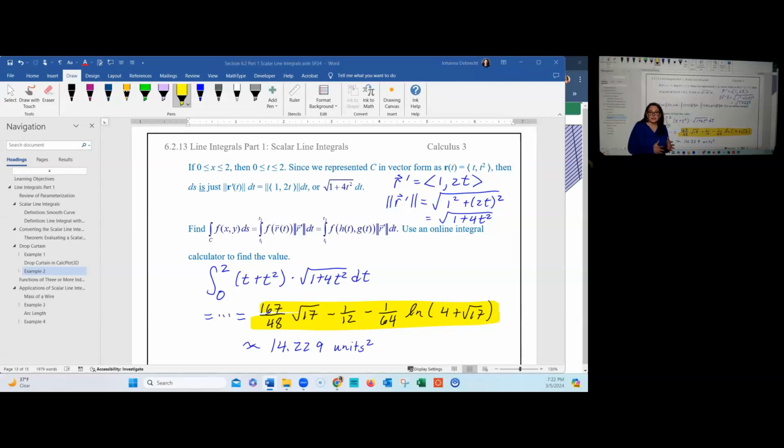In this case, I would simply substitute the integral into an online integral calculator, and you get the result 167 divided by 48 times the square root of 17, minus 1/12, minus 1/64 of the natural log of the quantity 4 plus square root of 17. A pretty complicated answer, which turns out to be about 14.2 square units. And again, what we're calculating is the area of that drop curtain.